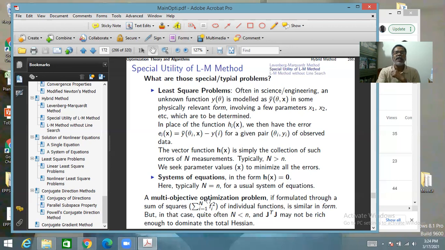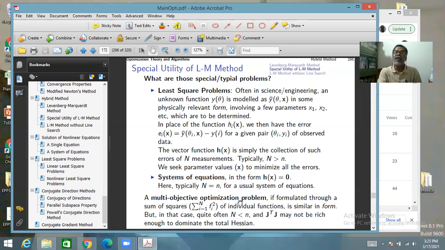Here, capital N will typically be equal to small n. Typically, I said, because in well-posed problems involving nonlinear equations, you typically expect the same number of equations as the number of variables, not too many. If there are more, then actually you will end up doing least squares, because more equations you don't expect to get satisfied properly by a single set of variable values.